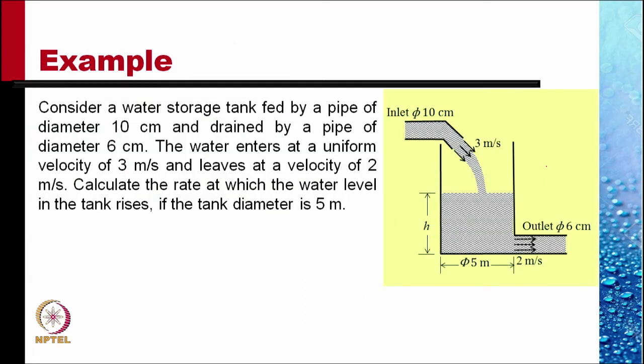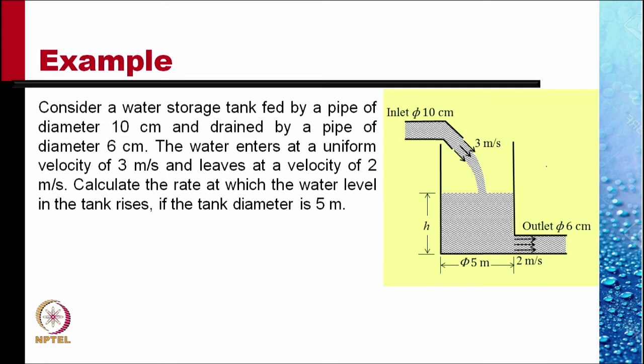Let's do an example of the use of the mass conservation equation that we obtained for a control volume. Consider a water storage tank fed by a pipe of diameter 10 centimeter and drained by a pipe of diameter 6 centimeter. The water enters at a uniform velocity of 3 meters per second and leaves at a velocity of 2 meters per second. Calculate the rate at which the water level in the tank rises if the tank diameter is 5 meters.